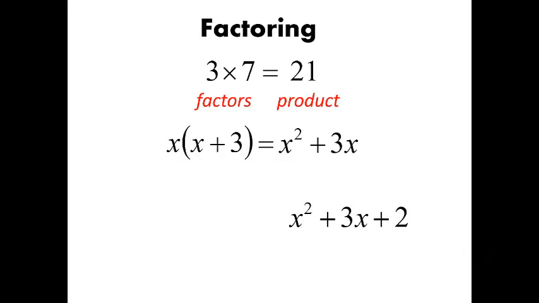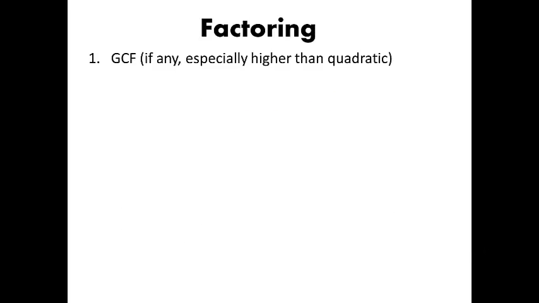How about this one? Well, you know that a trinomial usually factors out to two binomials. And we'll talk about how this process is done, but this is what it looks like. You have two factors. x plus 1 is a factor, and x plus 2 is a factor of x squared plus 3x plus 2.